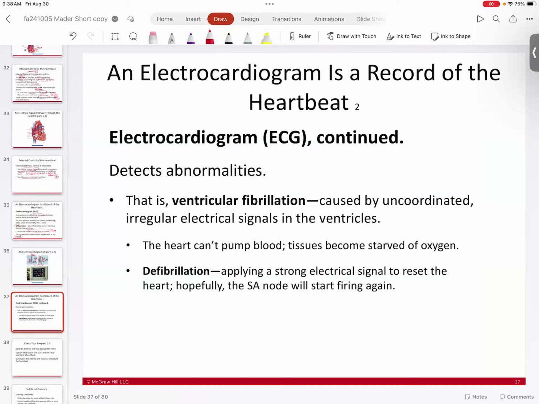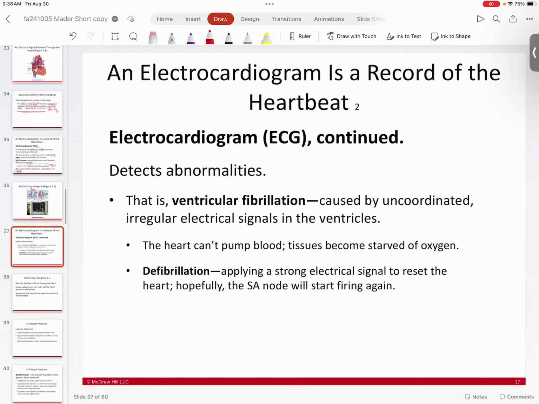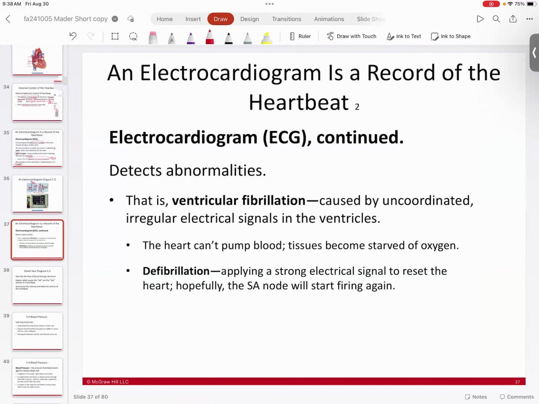So the reason why we like EKGs is because we can detect abnormalities in our pumping system. For instance, we just saw ventricular fibrillation, which is essentially just random ventricle firing. So the ventricles don't know what to do. And so when it's doing this, it's not uniform. The heart can't pump blood. The tissues can't get oxygen, so they starve. And then pretty soon you're just going to die.